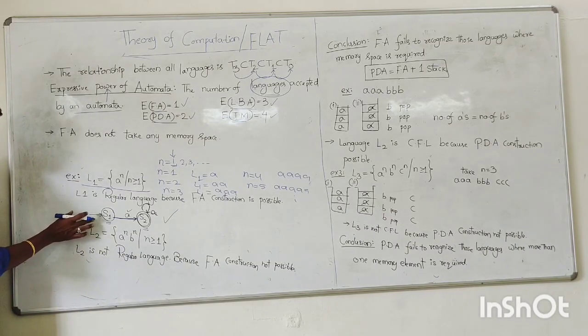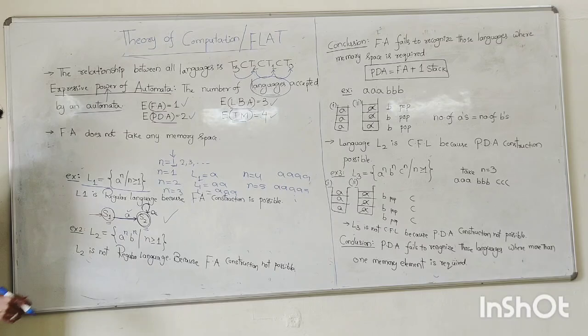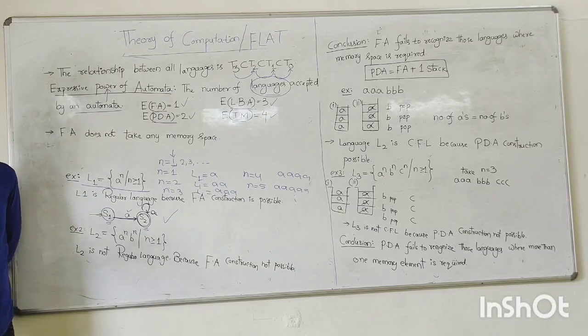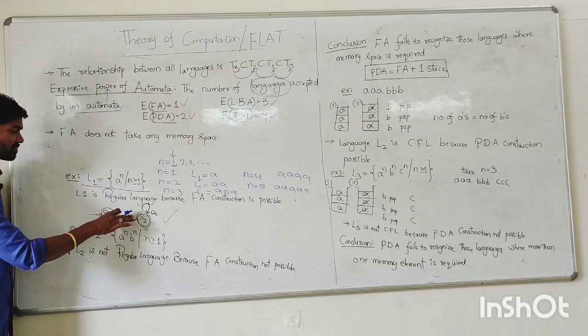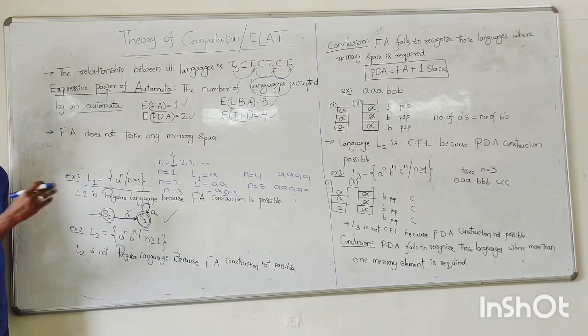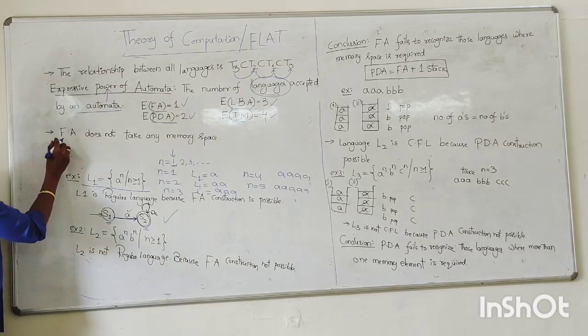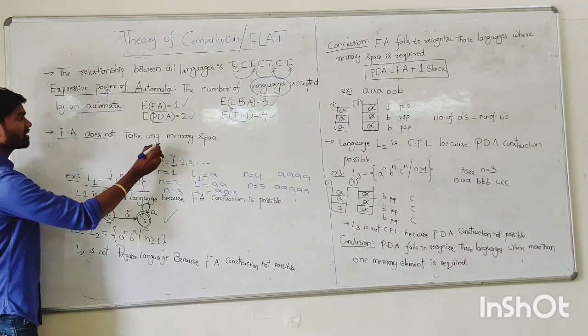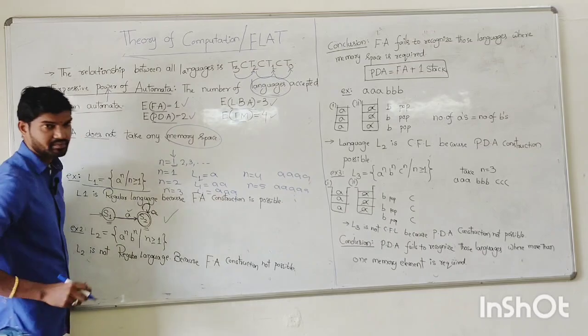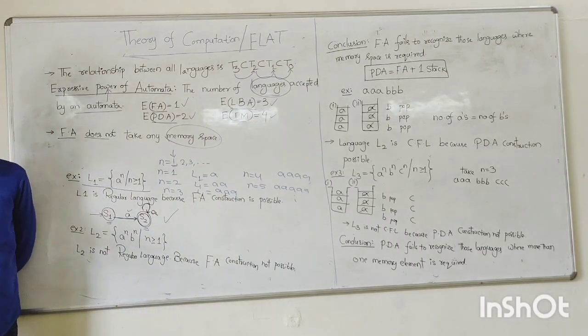And in this diagram, no memory space is required, no stack is required, because for a single a it is accepting, and after any number of a's it will go into the final state. No memory space is required, no stack is required. So finite automata does not take any memory space.